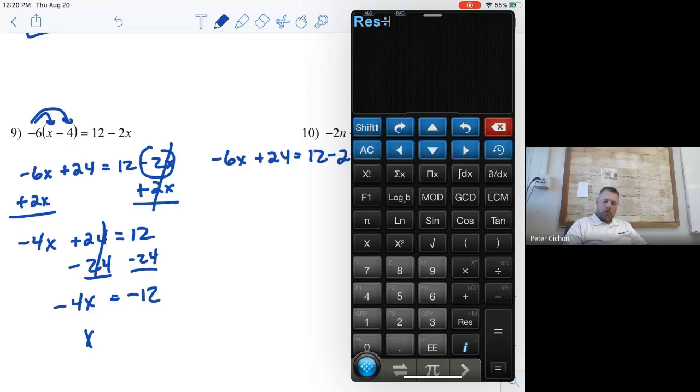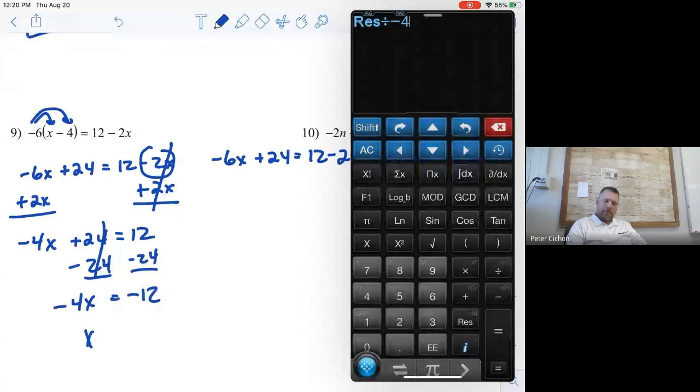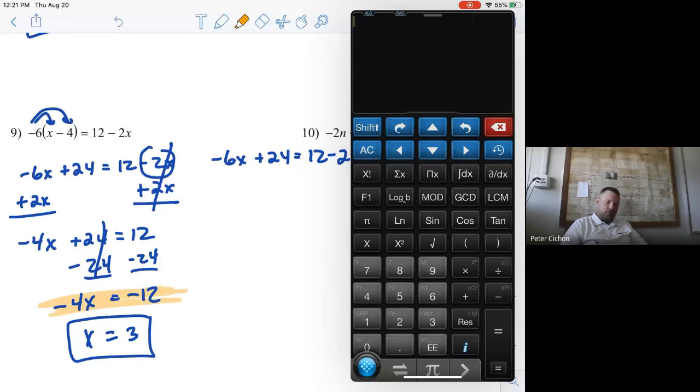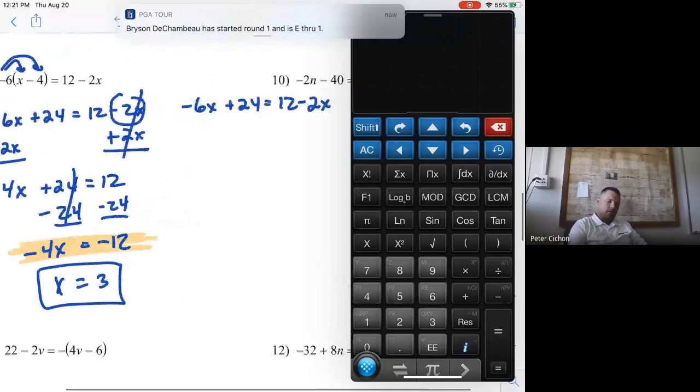Notice you have a negative and a negative. Negative 12 divided by negative 4 is positive 3. Okay. Notice this last line though. A negative divided by a negative gets you a positive.